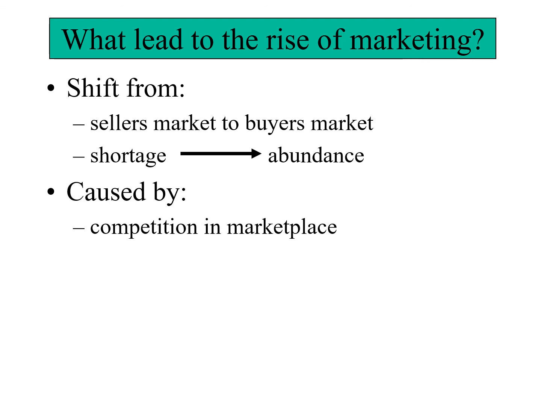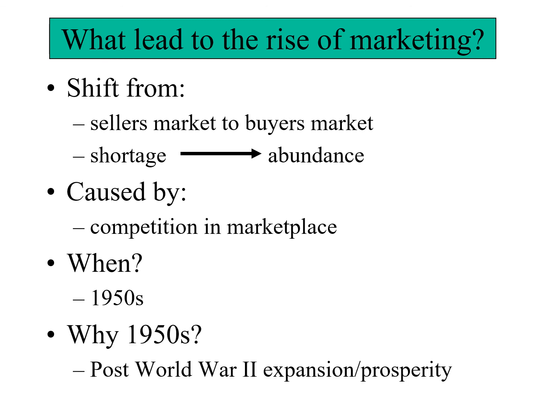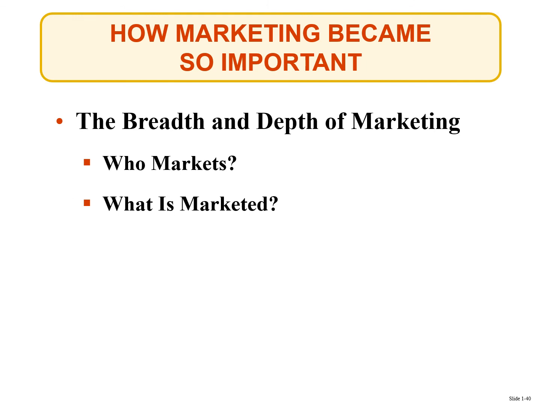As I said before, competition increased because the shortage turned into abundance. And when did it happen? It happened in the 1950s. And why the 1950s? Because of the post-World War II expansion of prosperity. People started prospering, started getting better. And that's why this shift to marketing. How marketing became so important, the breadth and depth of marketing, who markets, what is marketed. We are going to discuss all of this.